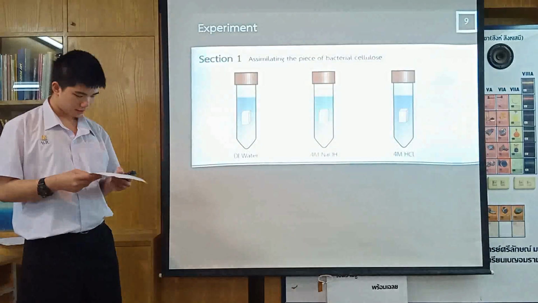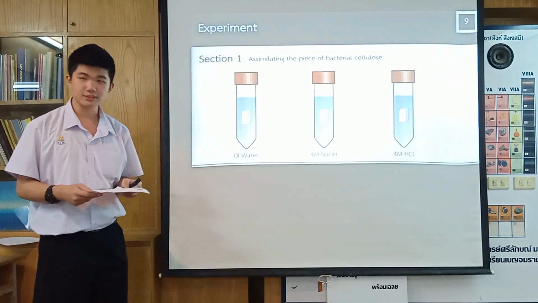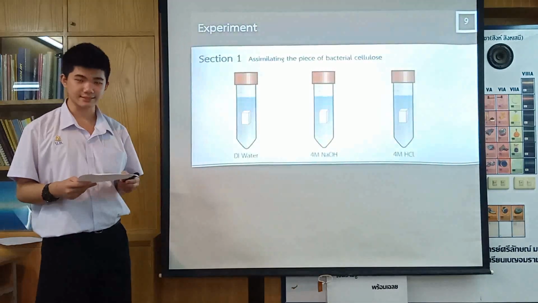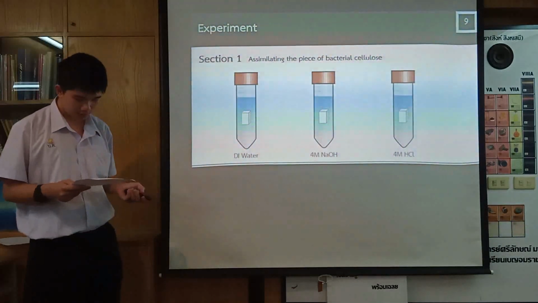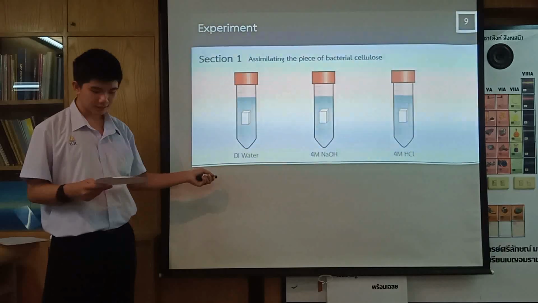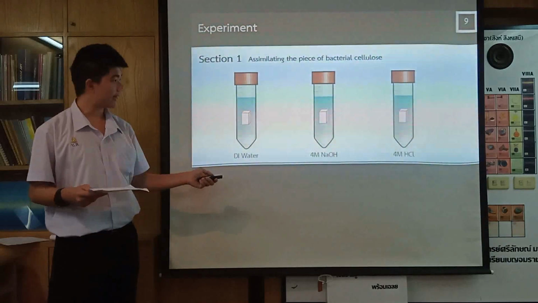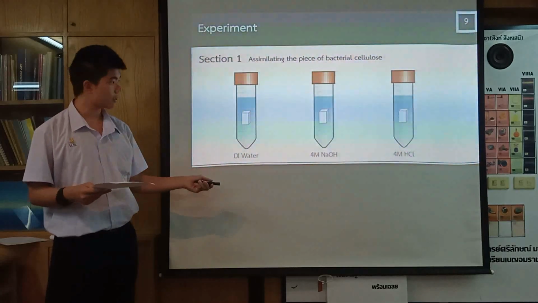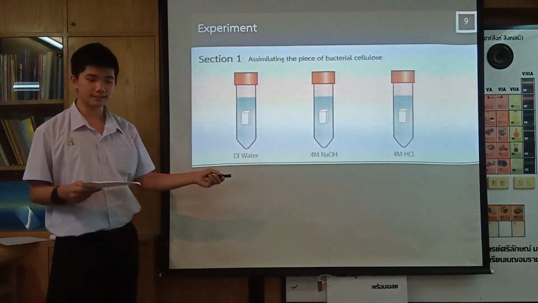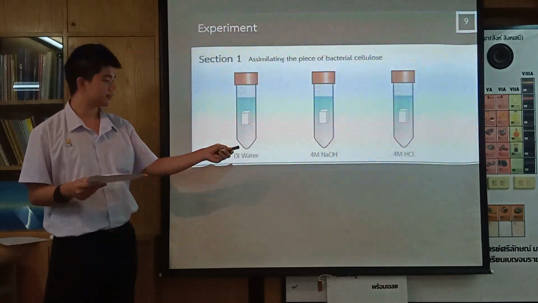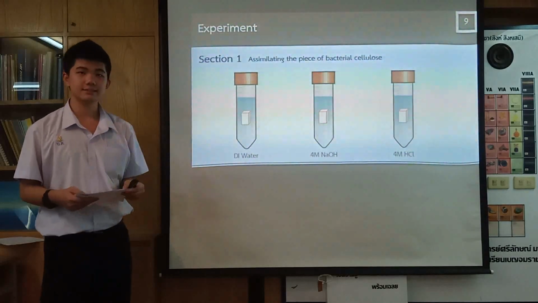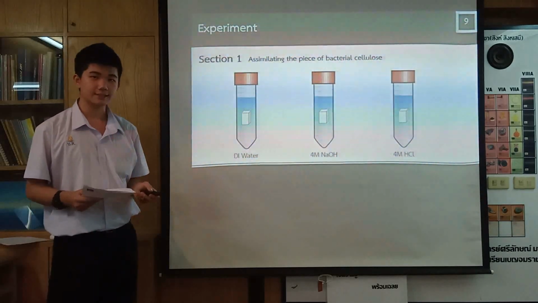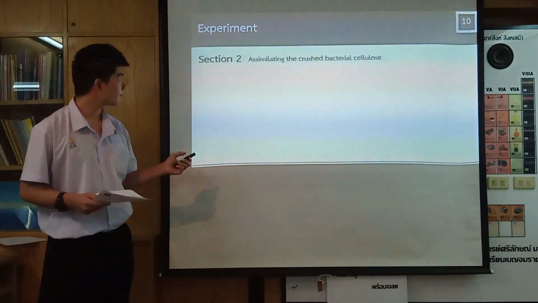Next, assimilating the piece of bacterial cellulose. First, we cut the bacterial cellulose into three small pieces and put each one into a test tube. Fill deionized water in one tube, sodium hydroxide solution in another tube, and hydrochloric acid solution in the other tube. I observe and record the results at 24, 48, and 72 hours.